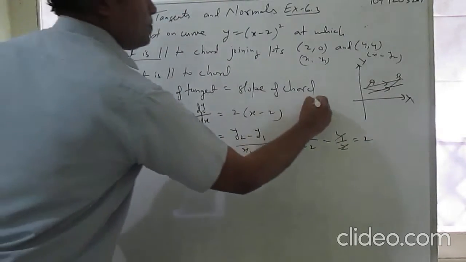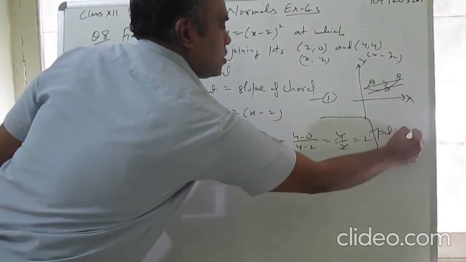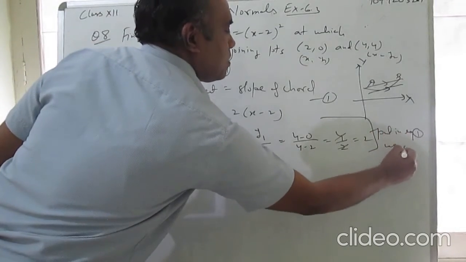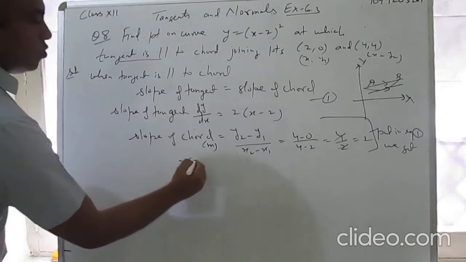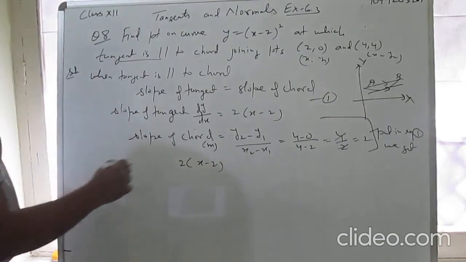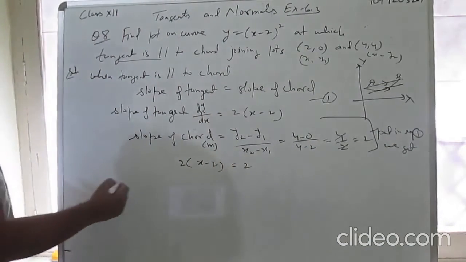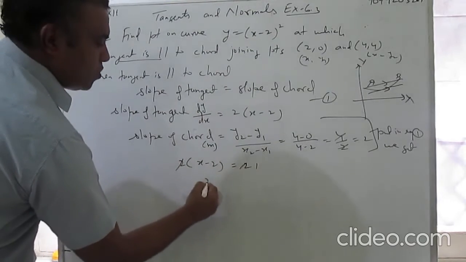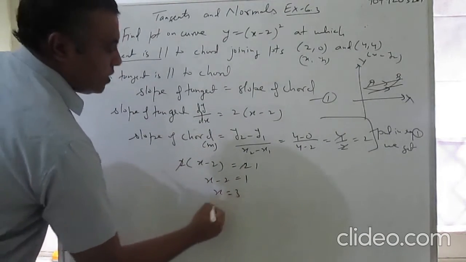Now these two put in equation 1, we get slope of tangent 2x minus 2 and slope of chord is equal to 2. This will cut and this is 1. So x minus 2 is equal to 1. So x is equal to 3.